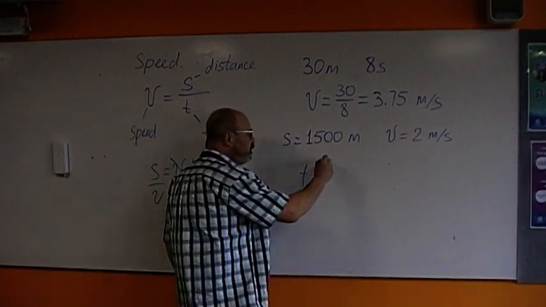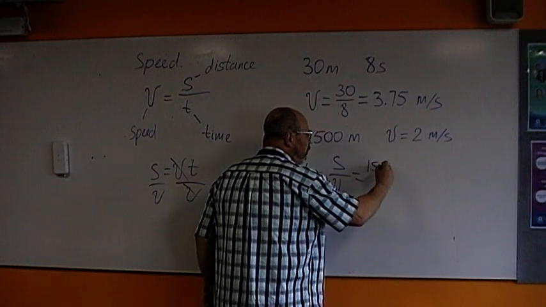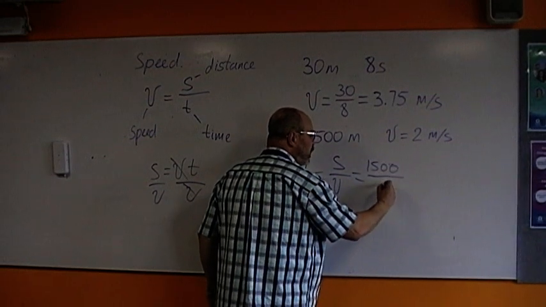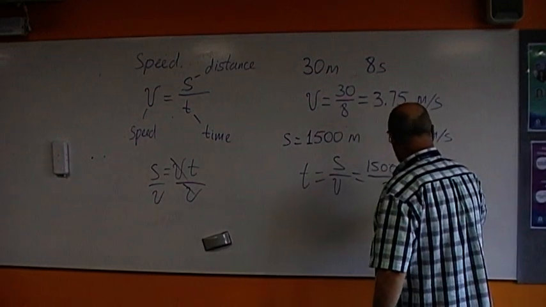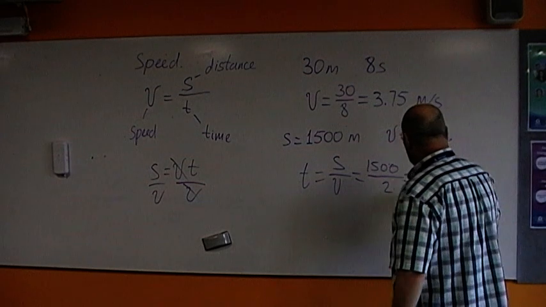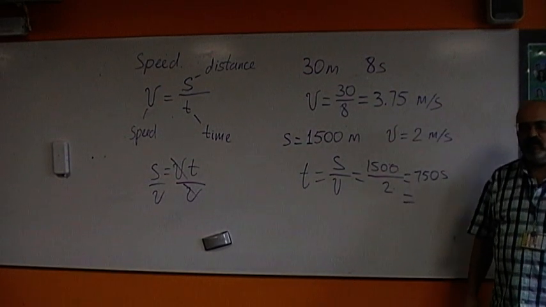So we have time equals distance over speed. So we have 1,500 meters divided by 2 meters per second. So it will be equal to 750 seconds. Turn it into minutes.